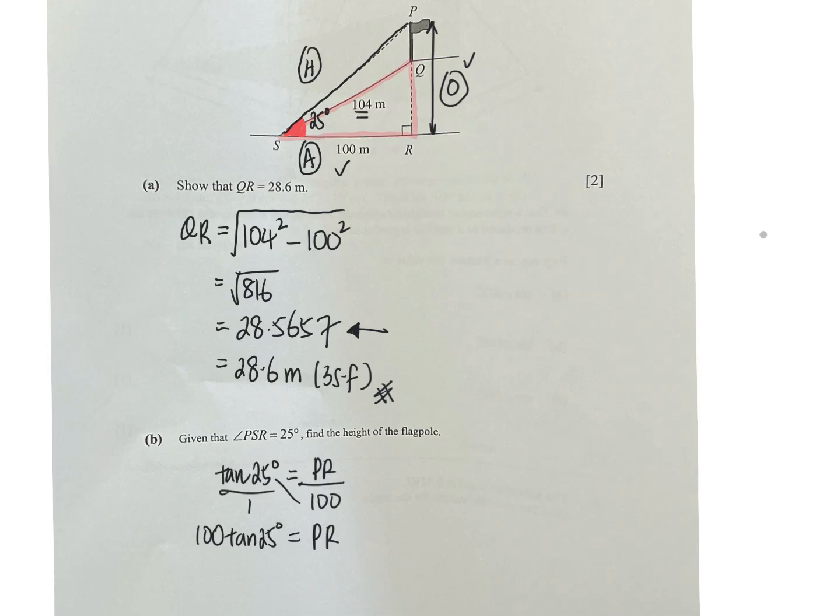Okay, but I don't want PR. I want the height of the flagpole only. This one, PQ. So therefore PQ is the whole PR minus my QR, which is 28.5657. Use the more accurate one. Always use the more accurate one.